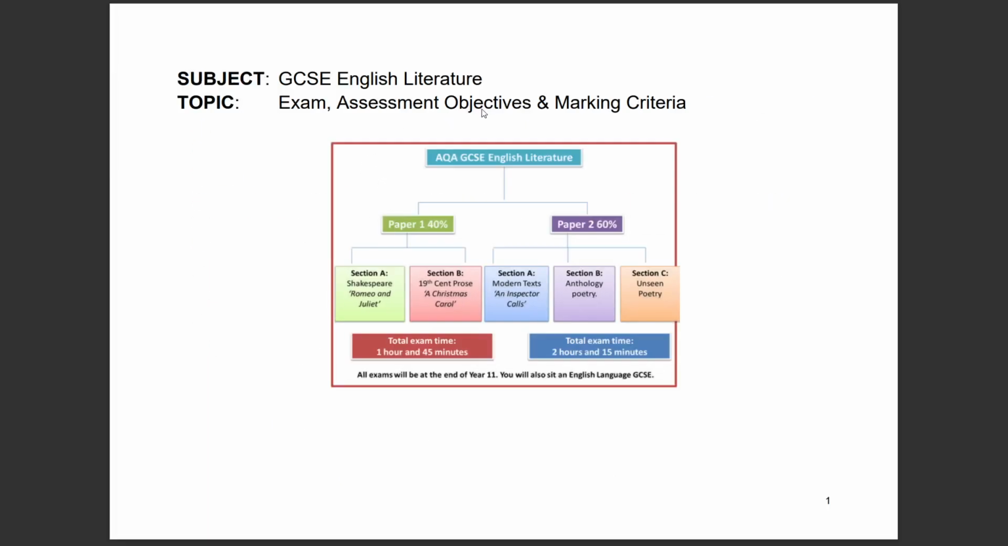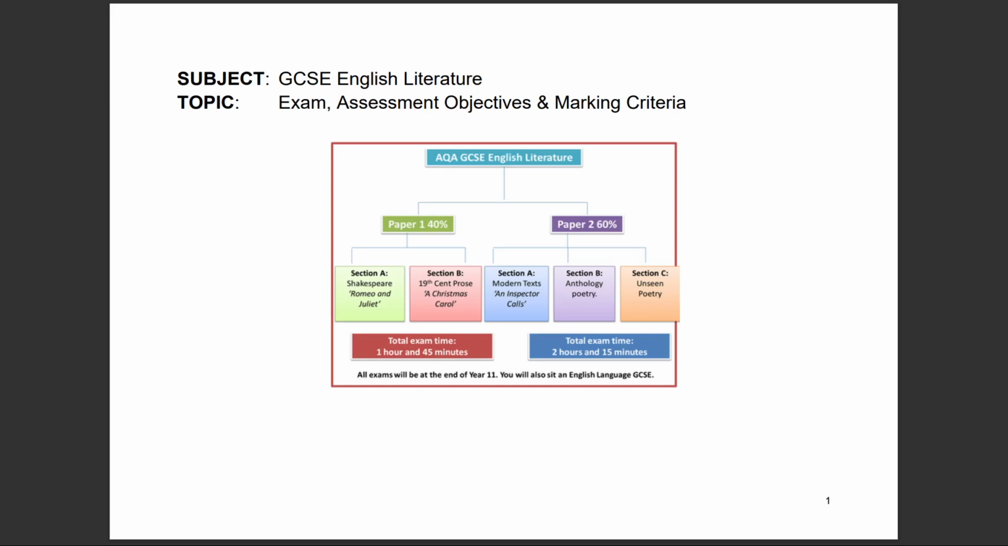about the exam, assessment objectives, and marking criteria. It's really important that you understand these things because otherwise, all your hard work in the exam would be wasted if you haven't really thought about how these exams are marked, what kind of things the examiners are looking for, what the assessment objectives are.